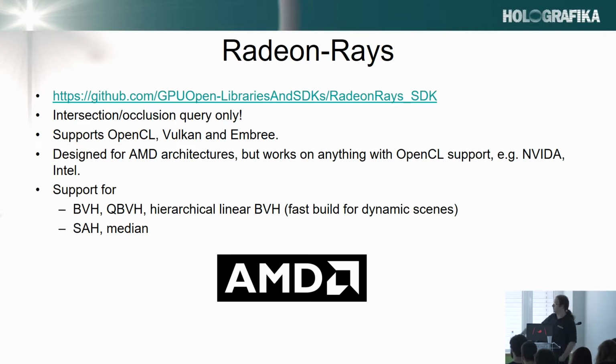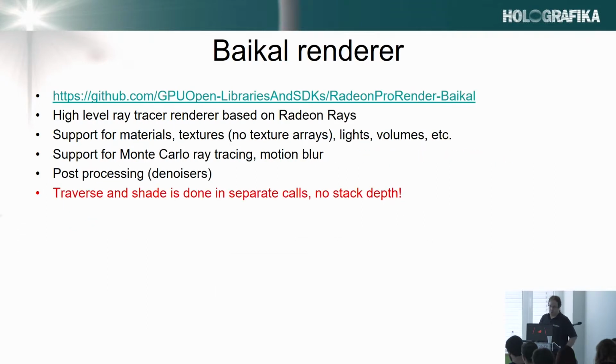Okay, so it supports BVH, quad BVH, and hierarchical linear BVH, which has very fast builds, and it works very nicely on the GPU. It supports surface area heuristics and median for splits. They've also built a renderer on top of the traversal, which is called Baikal. And it is a high-level ray tracer renderer.